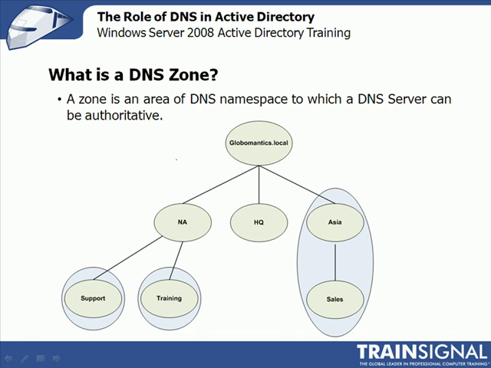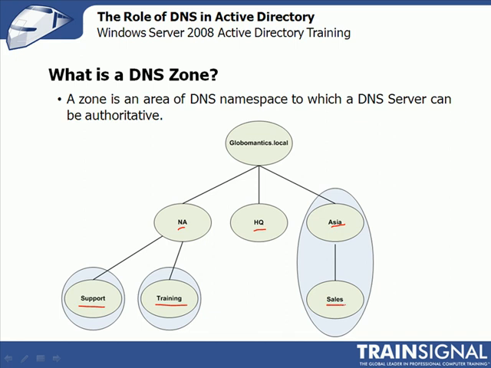Okay, so here you'll see that we have a whole hierarchy drawn out. And you'll notice I've switched now from globalmantics.com, which would be the external internet-facing portion of the Globalmantics Corporation, to globalmantics.local, which is what we're going to use for our internal Active Directory namespace. So you're already starting to see the first signs here of how this associates with Active Directory. But here we have globalmantics.local, which could be broken down into subdomains of North America, headquarters, and Asia. And inside North America, we might even have a subdomain for support and training, and in Asia, one for sales.